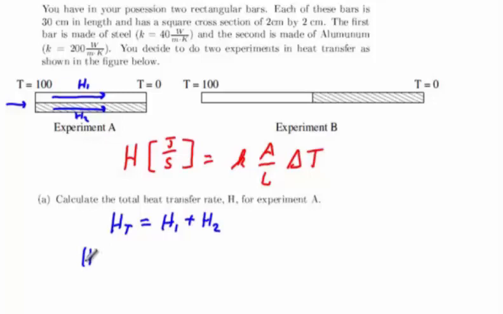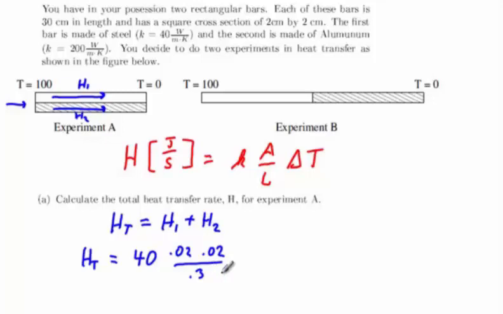Each of the terms, H1 and H2, are given by the same formula. In the first case, we'll have a thermal conductivity of 40 times an area. The area is the cross-sectional area of the bar, which will be 0.02 by 0.02, since it's a 2 by 2 centimeter bar, divided by the length of the bar, which is 30 centimeters or 0.3 meters.